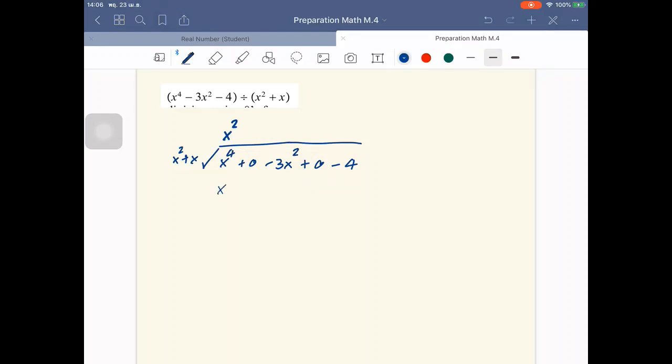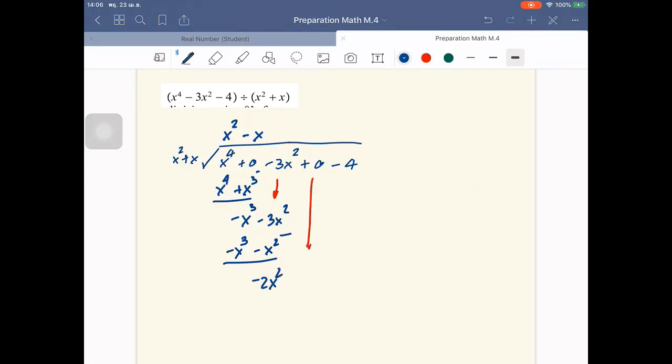Then what do you get? You get x to the power of 4 plus x to the power of 3, and then you do subtraction, you get negative x to the power of 3, and then you pull this one down and repeat the same step. Which number should you multiply to get negative x to the power of 3? You should multiply negative x, so you get x to the power of 3 minus x squared, and then you do subtraction again, you get negative 2x to the power of 2, and pull 0 down.